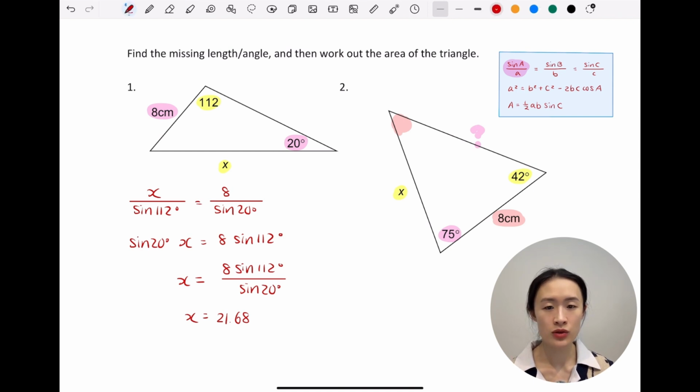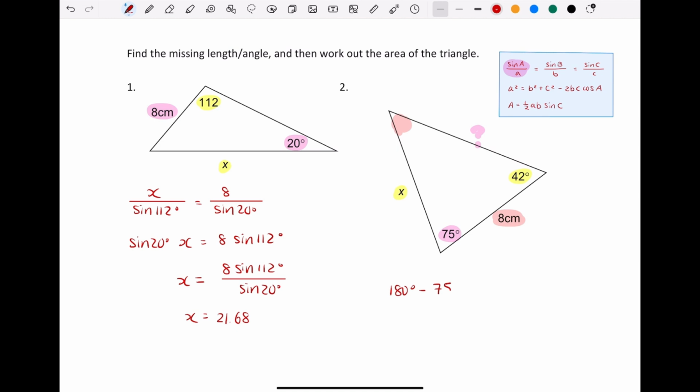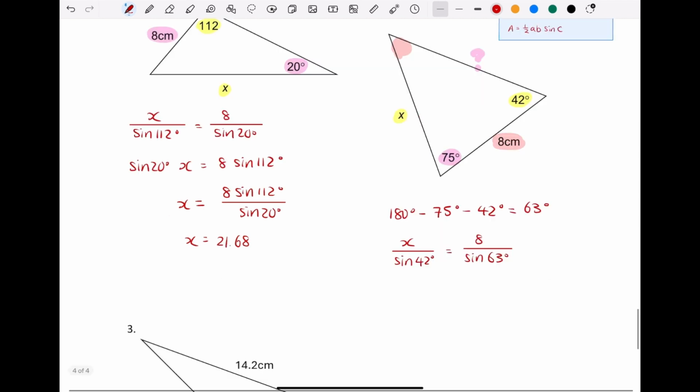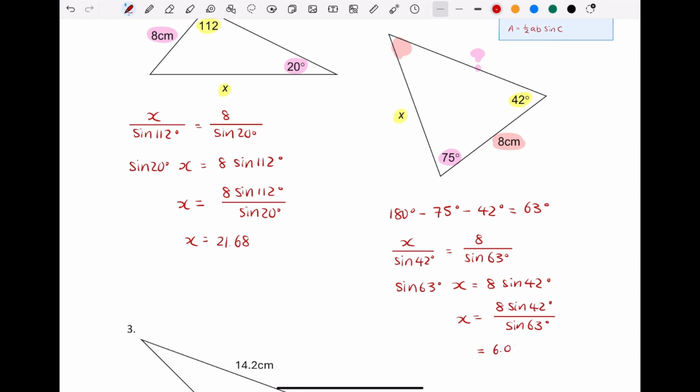If we look at the angles in a triangle, we know that they add up to 180. Therefore, to work out the angle in red, what we can do is 180, take away 75, take away 42. And then the angle in red is 63 degrees. So then we can use the sine rule to work it out. x over sine 42 is equal to 8 over sine 63. And then if we cross multiply and solve for x, we can find out that x is 6.01 centimeters.